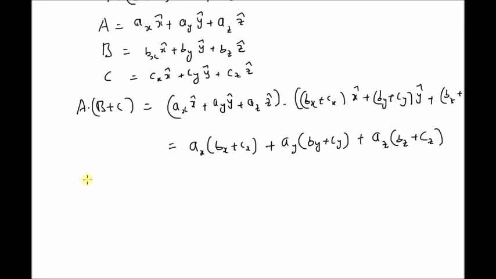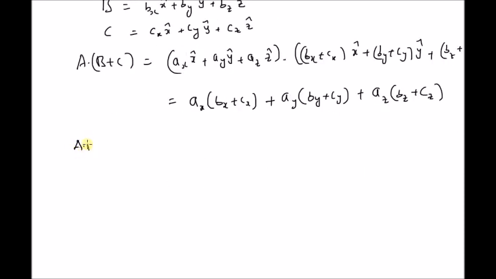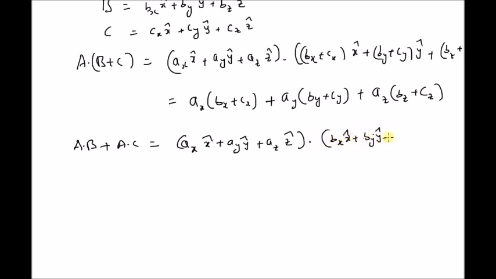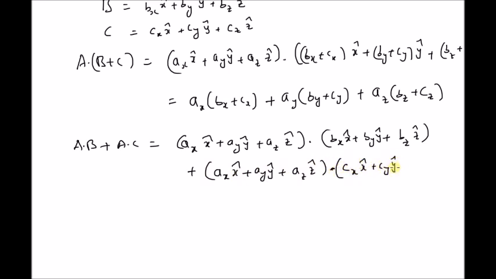Now the term on the right hand side, that is the RHS, A dot B plus A dot C, that is the dot product of A and B plus the dot product of A and C. We have (ax x hat plus ay y hat plus az z hat) dot product with the vector B, that is bx x hat plus by y hat plus bz z hat, plus the dot product of A with C, that is (ax x hat plus ay y hat plus az z hat) dot product with the vector C, which is cx x hat plus cy y hat plus cz z hat.